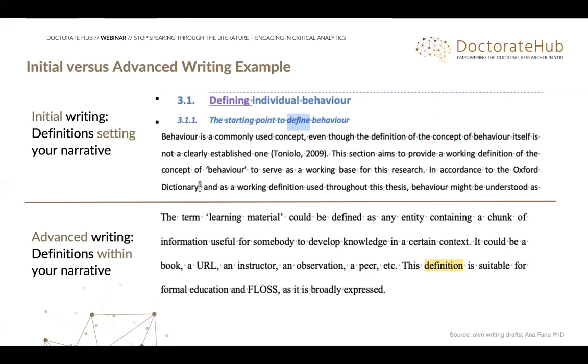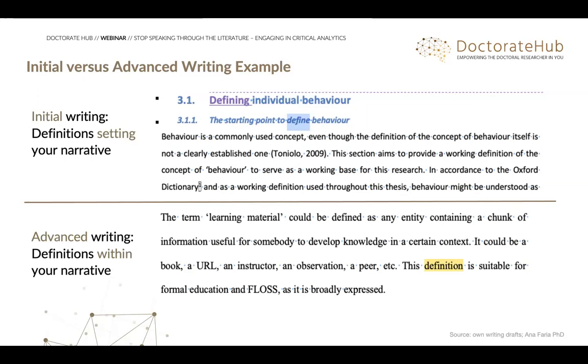It could be a book, a URL, an instruction, an observation, a peer. This definition is suitable for formal education and free open source software as it is broadly expressed. Now, first of all, in the second example, you are outlining what it could be consisting of, what could be learning materials. So you take a position and then you say what this is suitable for. So you move already one step further.